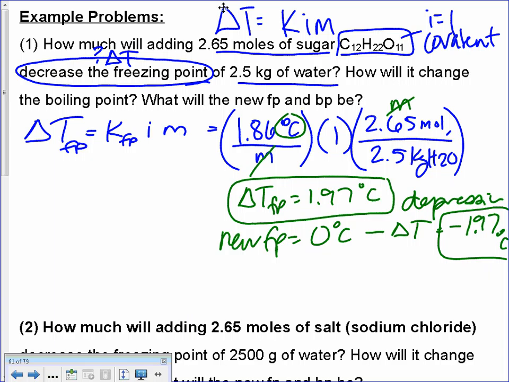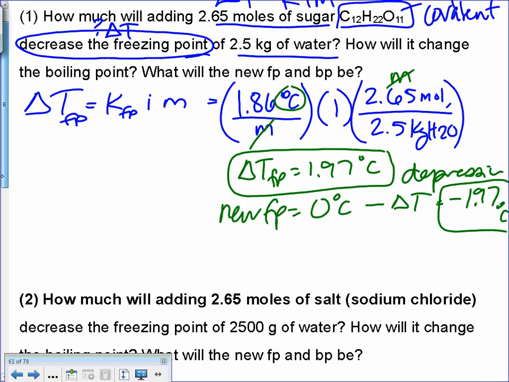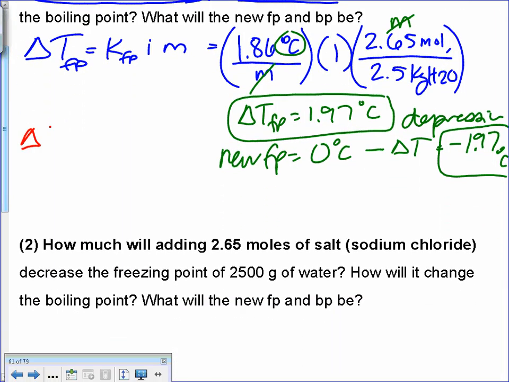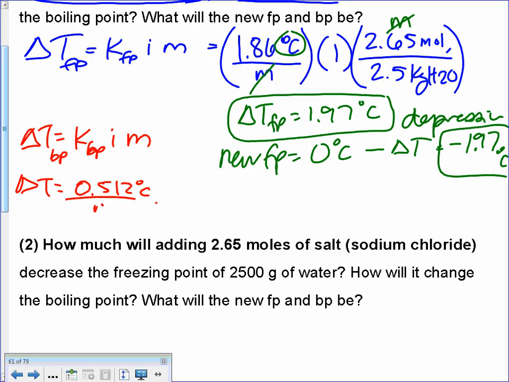Yep. All right, let's do the boiling point one now. What's different between the way we set it up here and the boiling point? Okay, so the actual setup is 100% the same, right? K boiling point times i times m. So delta T is equal to, what's the K value for this one? 0.512 degrees C per molal. So that's our freezing point constant for water. I'm sorry, boiling point constant for water.